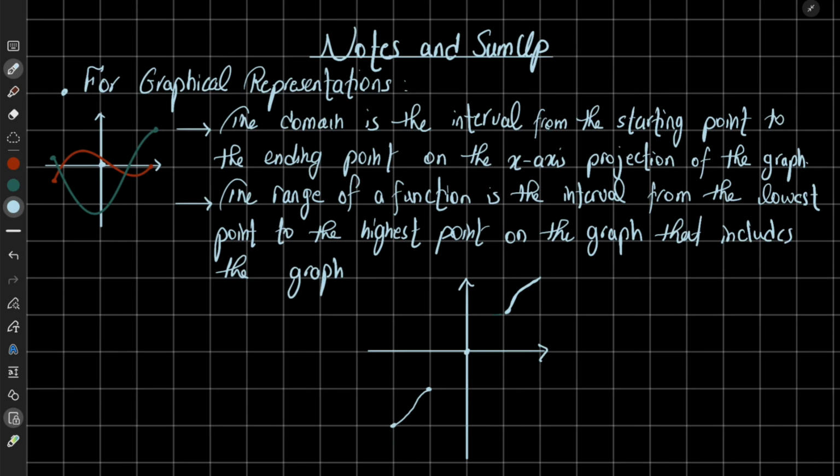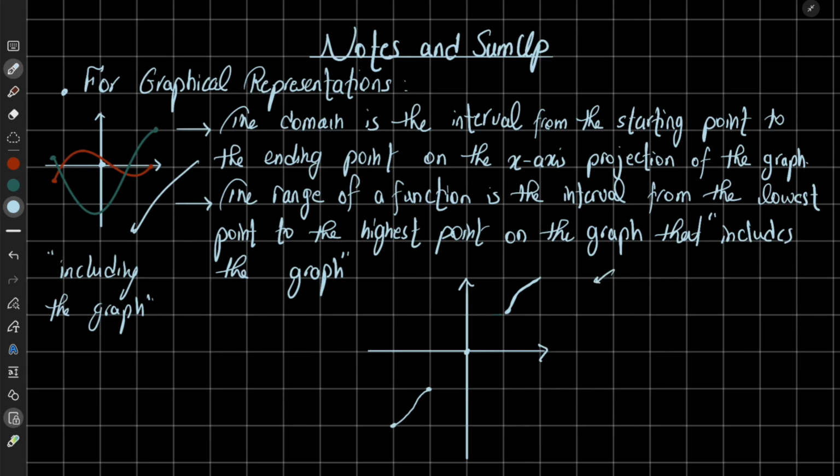For graphical representations of a function, the domain is the interval from the starting point to the ending point on the x-axis projection of the graph. We have to say that it also includes the graph. In the opposite, the range of a function is the interval from the lowest point to the highest point on the graph, which also includes the graph. What does the idea of including the graph mean?